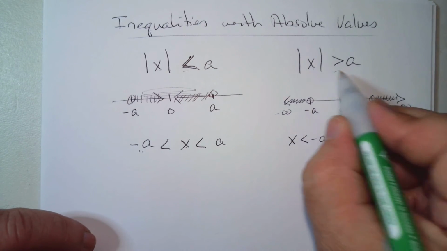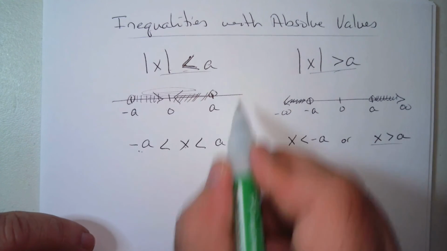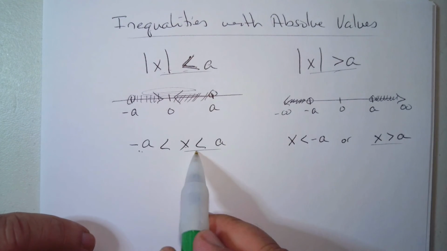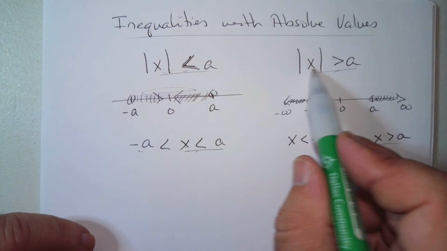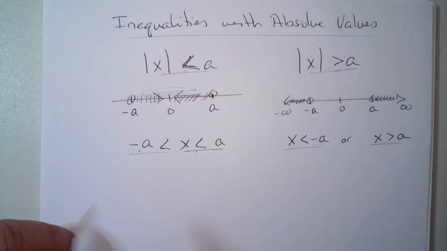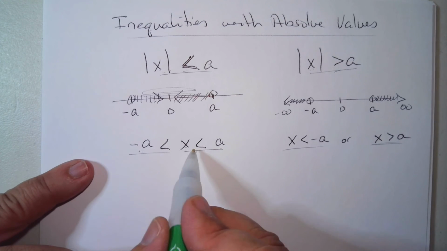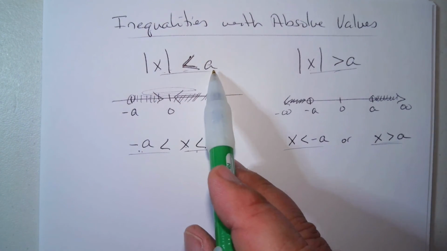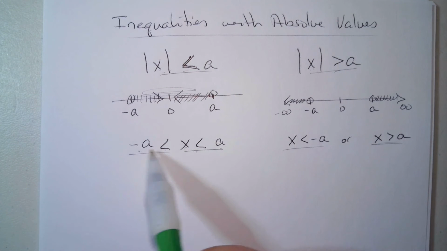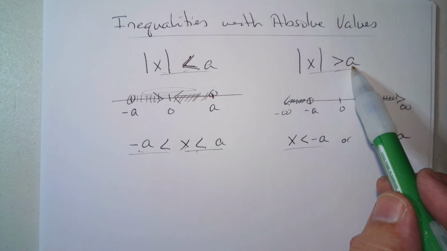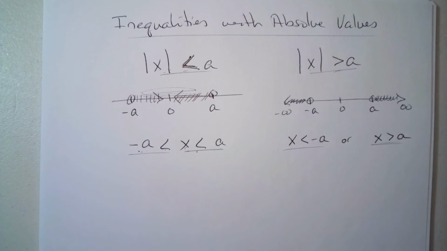Notice, for the positive side, it remains the same. If it's x less than a, it's less than a on the positive side. X greater than a, it's greater than a. It just changes on the negative. Why? Because remember, when I change the signs, I change the directions. So if x is less than a positive a, that means it's going to be greater than negative a. If x is greater than positive a, that means it's going to be less than negative a.